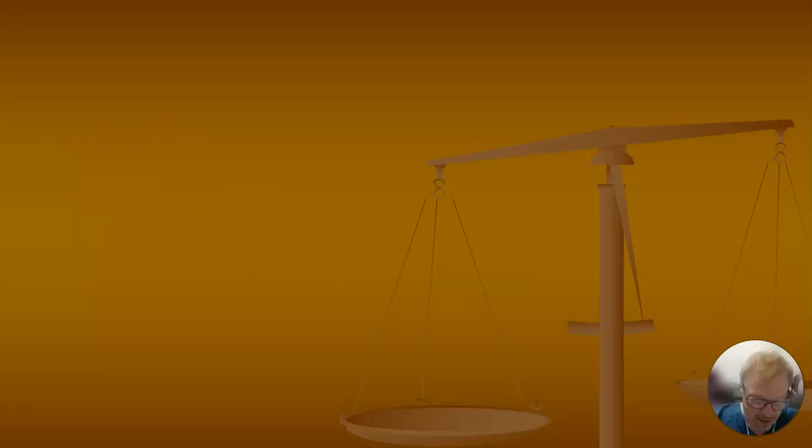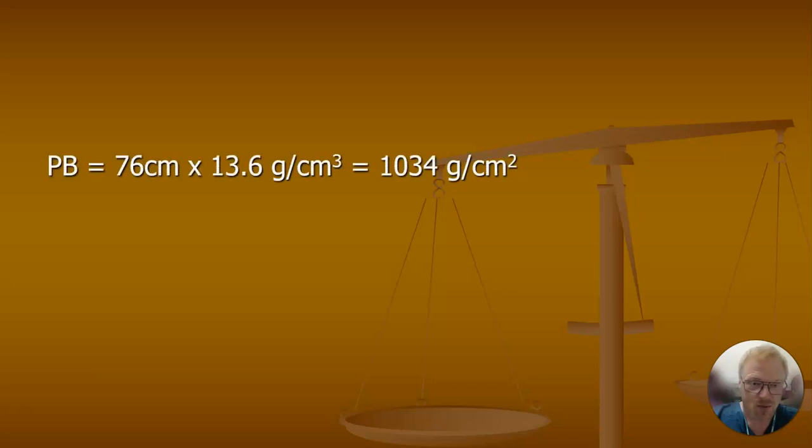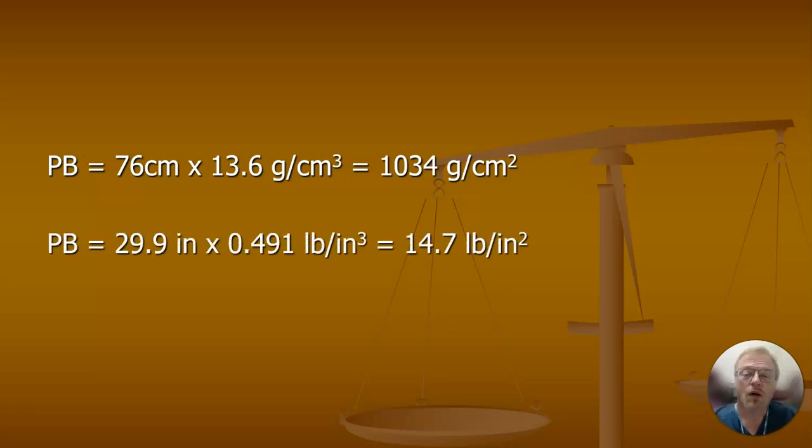So if we look at that, we can say that the barometric pressure of mercury at 1 atmosphere is 1,035 grams per square centimeter, or 14.7 pounds per square inch, or what we call PSI.